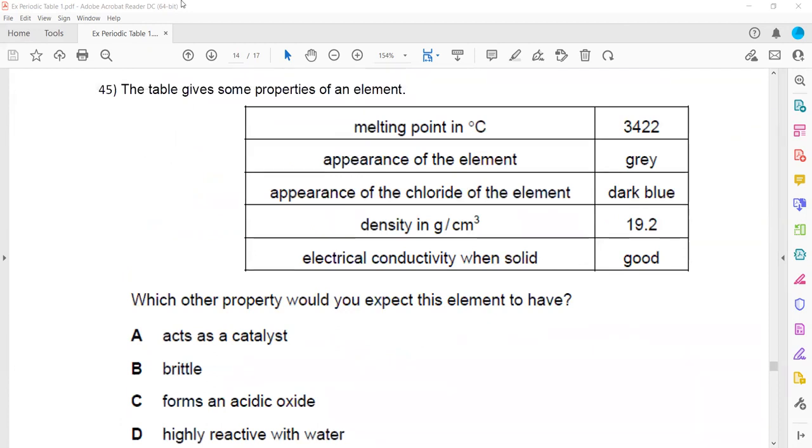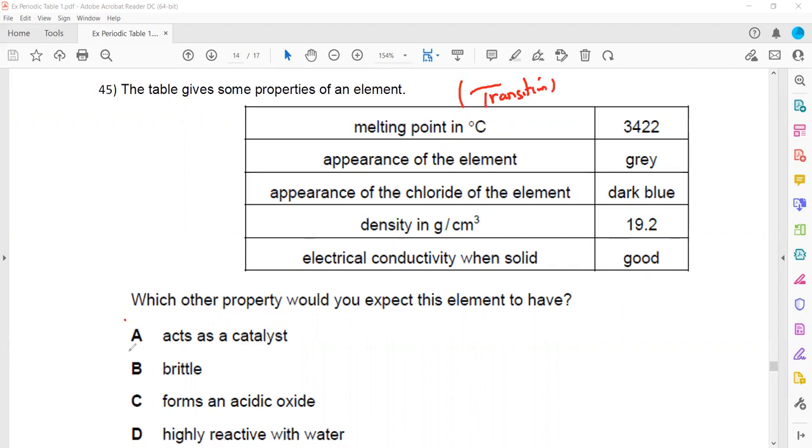The table shows some properties of an element: high melting point, colored compounds, and high density. So it means they're talking about the transition elements. So what are the characteristics of transition elements?